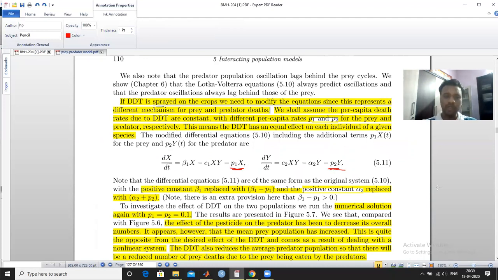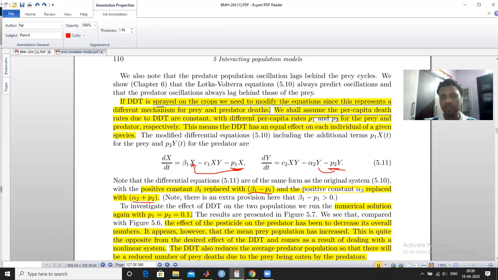Now if you club these two terms with X, if you take X common, then beta 1 minus P1 will be the effective birth rate for the prey. And if you take Y common, then alpha 2 minus P2, meaning if you take the negative, alpha 2 plus P2, will be the death rate for the predator. Meaning the birth rate is decreased for the prey, and the death rate is increased for the predator.